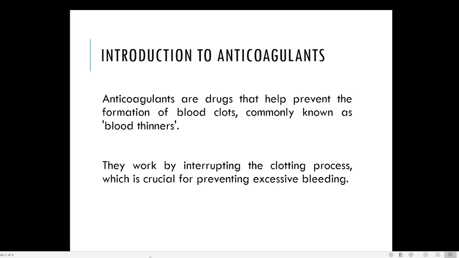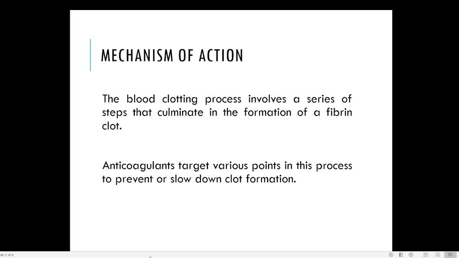Here we have studied what blood clotting is and what the important steps involved in blood clotting are. Now, these anticoagulants primarily work by preventing blood clotting. That is how they work. Blood clotting involves a series of steps that culminate, culminate meaning end or the final stage, in the formation of a fibrin clot. So fibrin clot formation is the main event or final step in any blood clotting, and anticoagulants target various points in this process to prevent or slow down clot formation. That is how the mechanism of clot formation is prevented by anticoagulants.